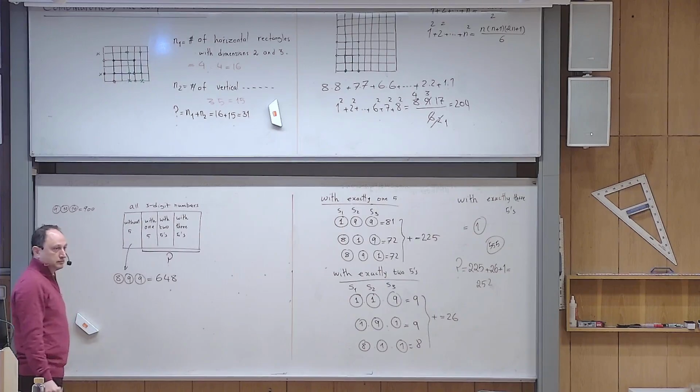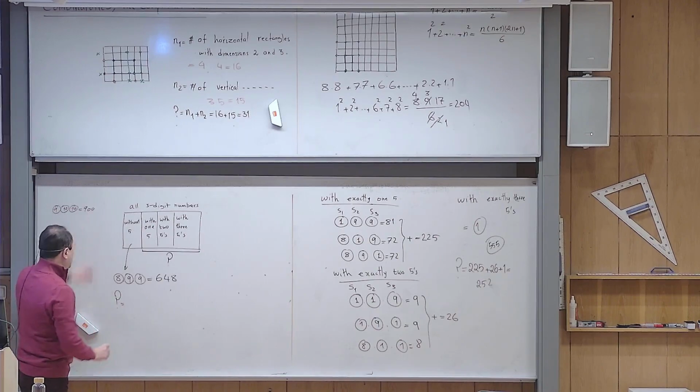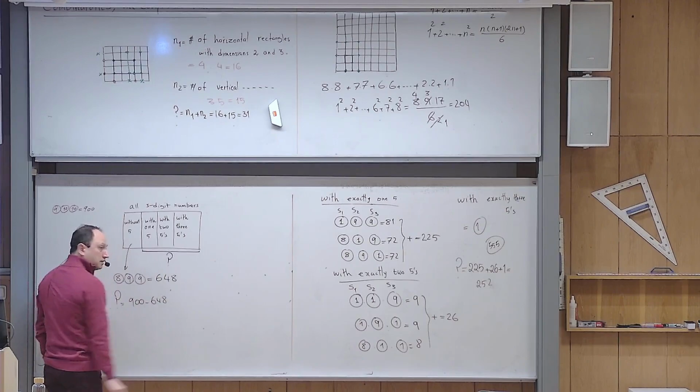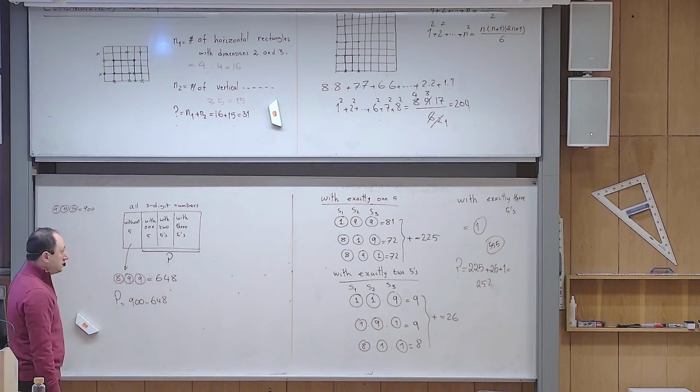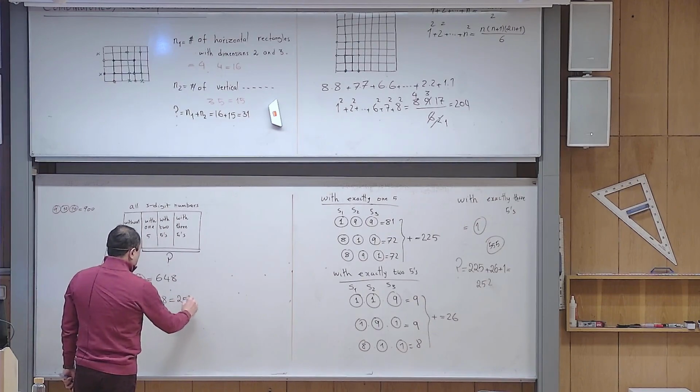648. Yes. This is the total number here if I multiply them. But my question mark is the total number minus 648. Is that the right number? Yes, so it is 252.